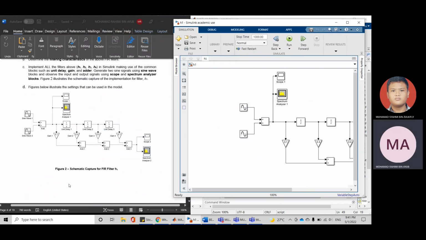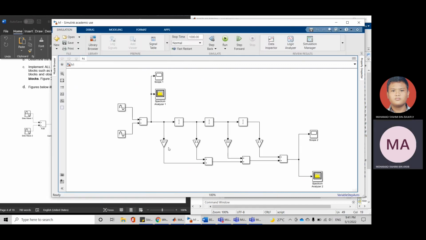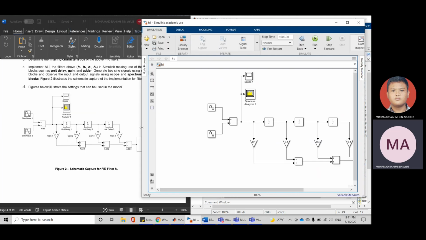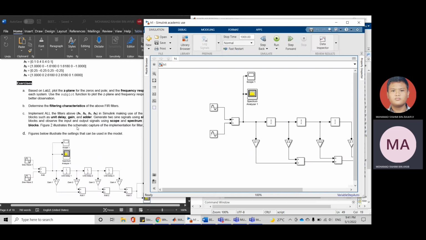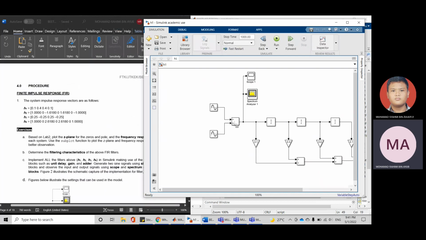Okay, at the schematic capture for the FIR filter H1, I copy like this. For gain number 1 is 0.1, for gain number 2 is 0.4, for number 3 is 0.5, 0.4, and for number 4 is 0.1. Why? Because of the value given at the H1. We can see here, so we just need to insert the value into the Simulink.